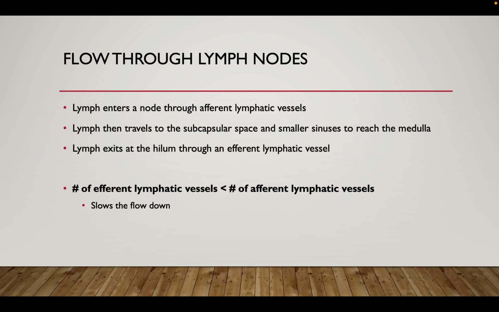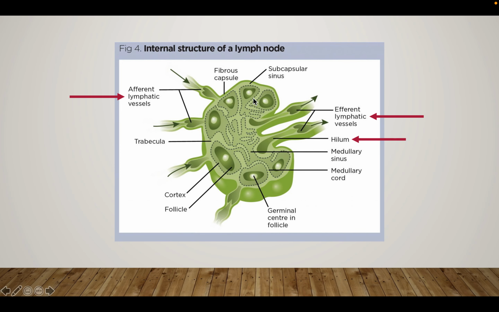So for the lymph node, when we look at a picture, this region here is going to be the hilum, where you have vessels coming in and coming out. So you have arteries and veins also coming here as well. Now, I want you to note the difference in the number of afferent vessels versus efferent vessels. Are there more afferent lymphatic vessels, or are there more efferent lymphatic vessels?